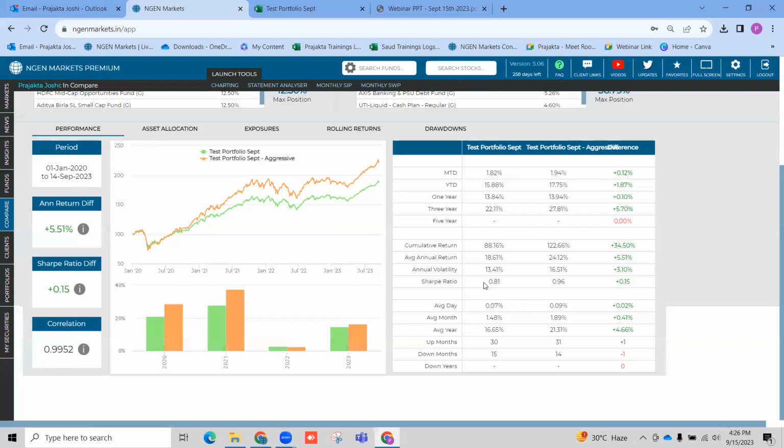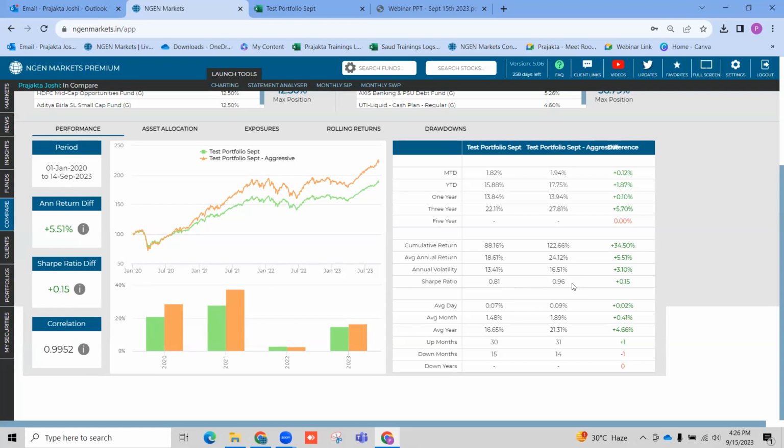Of course, there's an increment in risk. And that is exactly again highlighted in the Sharpe ratio differential also. So the Sharpe ratio of our original portfolio was 0.81, versus the optimized portfolio has a Sharpe ratio of 0.96. Definitely improved Sharpe ratio. That typically means that the second portfolio gives a higher risk-adjusted return to the client.